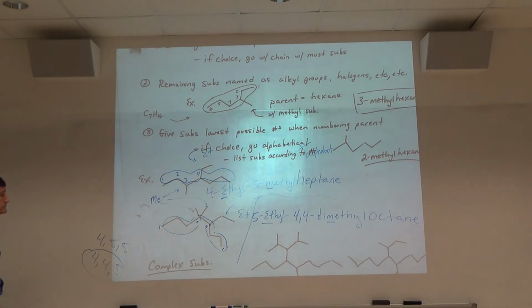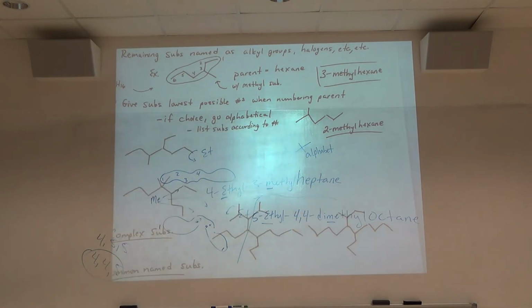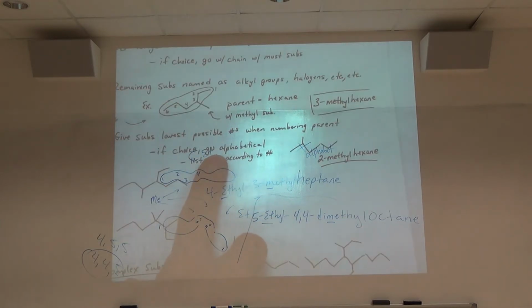So for that same one, if instead of having 2 methyls, you only had 1 methyl, then it would be 4 ethyl, 5 methyl octane? Yes, because then you would use alphabetical to decide. If there's a choice, go alphabetical. If you got 4, 5 or 4, 5, which is best? If choice, go alphabetical, and the E would come before the M.